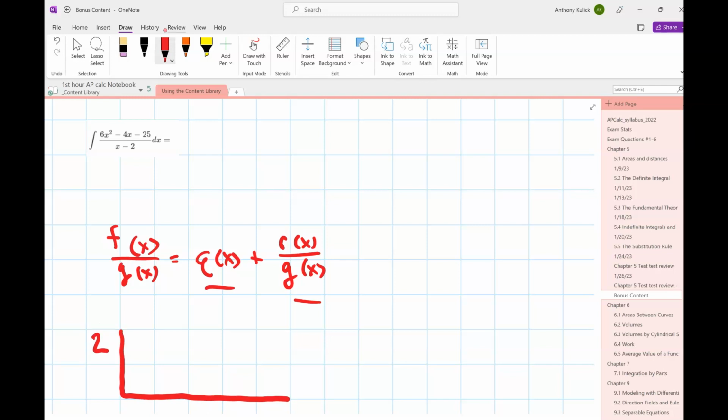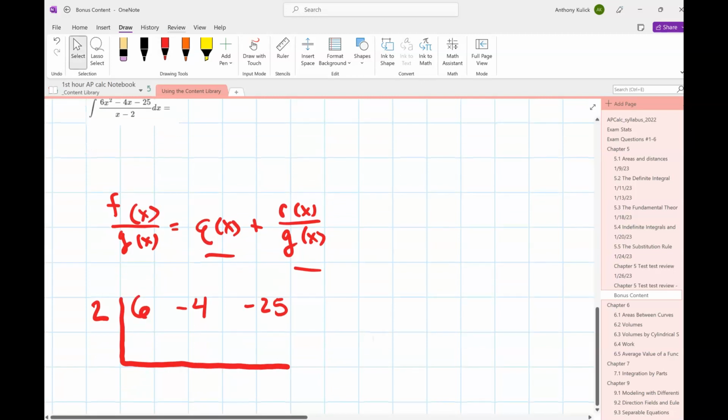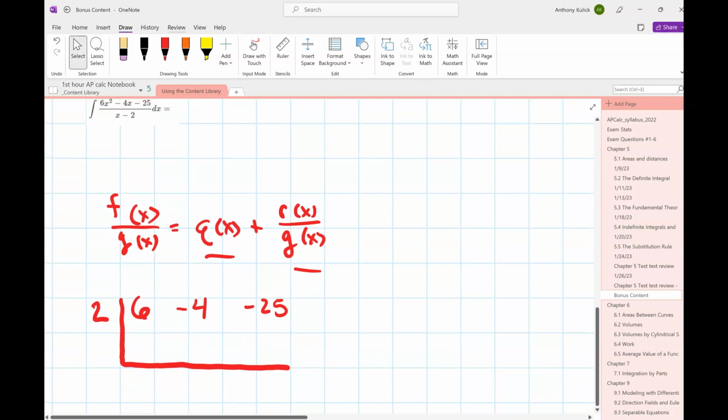And then what numbers go on the inside here? Yep, 6, negative 4, negative 25. So they're the coefficients from the polynomial. What do you have to be careful about when you're writing those in? Excellent. Yeah, so if it skips a term, make sure you include a 0 there. Okay, so that's the setup. What's the first step?